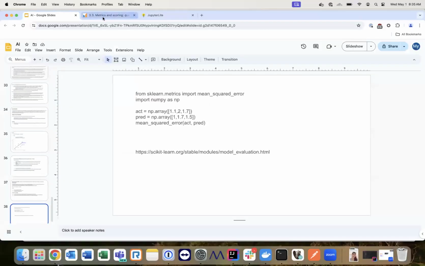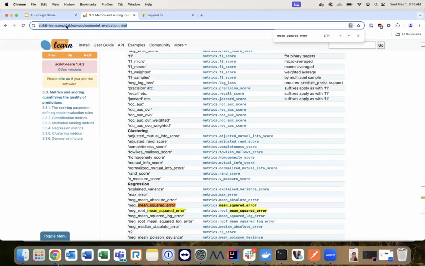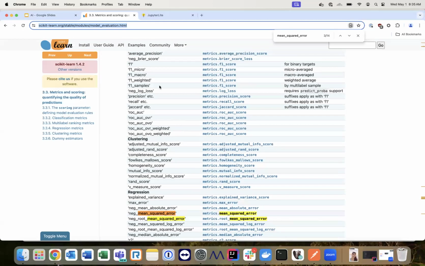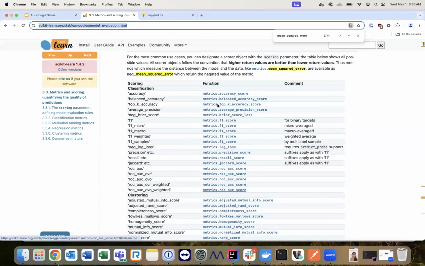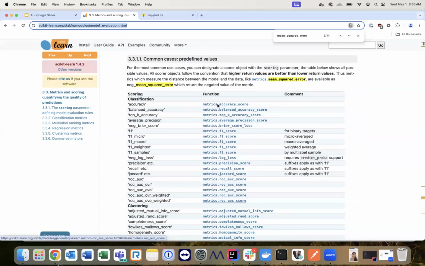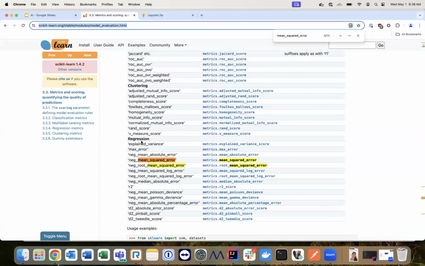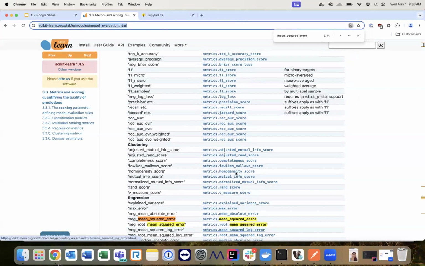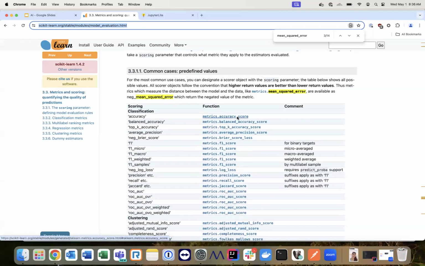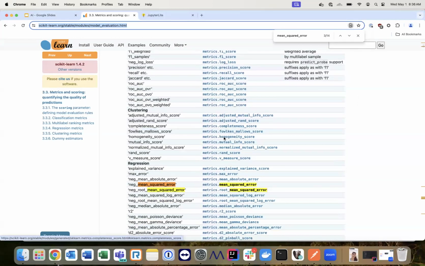Let's see it in action. Oh, I want to show you this. Do you see this? Model evaluation, scikit-learn. Okay, see the mean squared error. It has so many functions available in it, for classification, clustering, regression. So see mean squared error. And for classification, you have accuracy score, balanced accuracy score, F1 score. All these are available. All you have to do is pick any one of them and click on it.